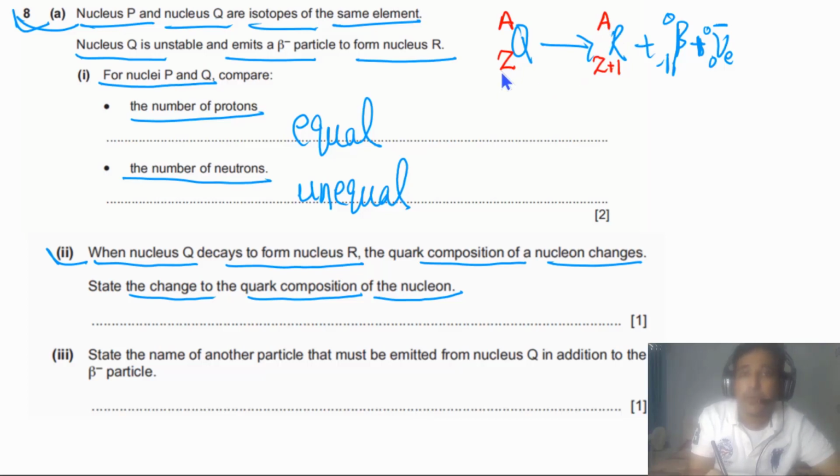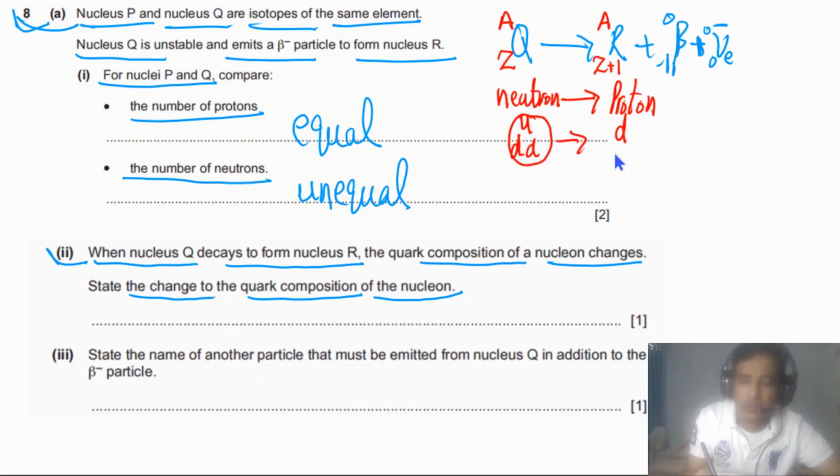So Z is representing the number of protons, and here we have Z plus 1, meaning the number of protons increases. It simply means that one neutron decays into one proton. And the quark composition of a neutron is 1 up quark and 2 down quarks. And a proton has 1 down quark and 2 up quarks. So if we compare the quark composition, this one is the same. So 1 up quark, 1 down quark. So it means this one is the same.